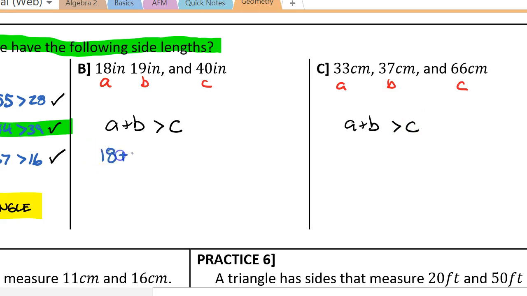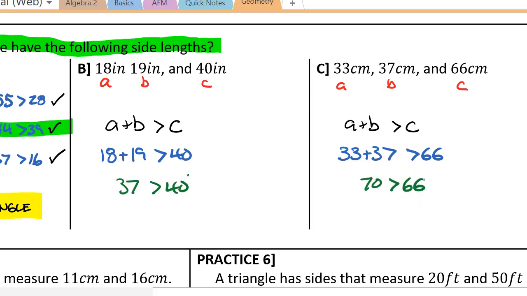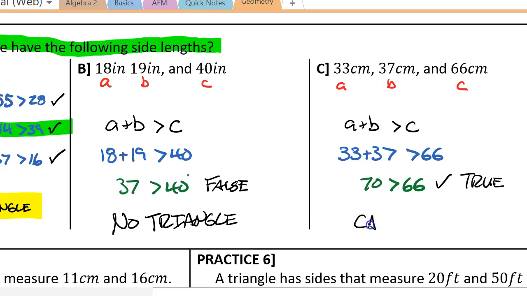So 18 plus 19 must be greater than 40. And over here, 33 plus 37 must be greater than 66. In B, we have 37 greater than 40. And in C, we have 70 greater than 66. In example B, this is a false statement. So therefore, we cannot form a triangle. No triangle. Versus here, this is in fact a true statement, so that means we can form a triangle.